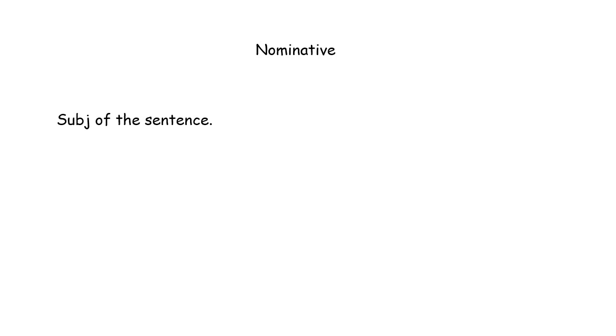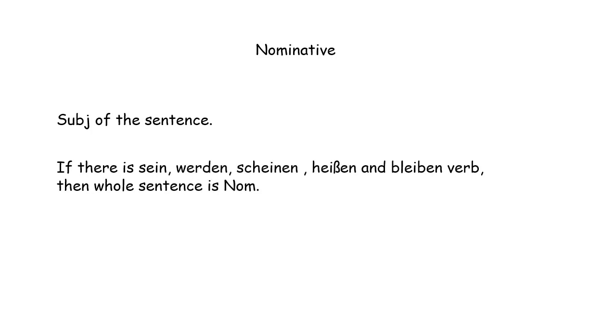What is nominative? Nominative is the subject of the sentence, and if there is a sein, werden, scheinen, heißen, and bleiben verb, then the whole sentence is nominative. Das ist ein Auto. Here ein Auto is nominative because there is a sein verb ist. Ich werde Lehrer werden. This is also a nominative sentence because the verb is werden.